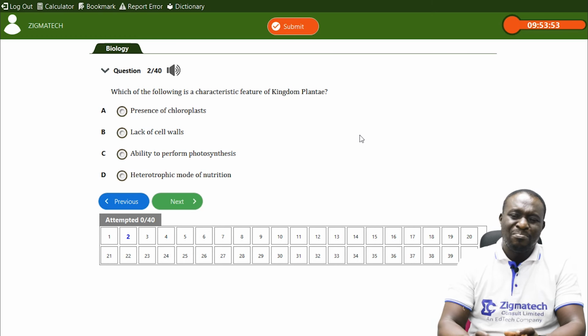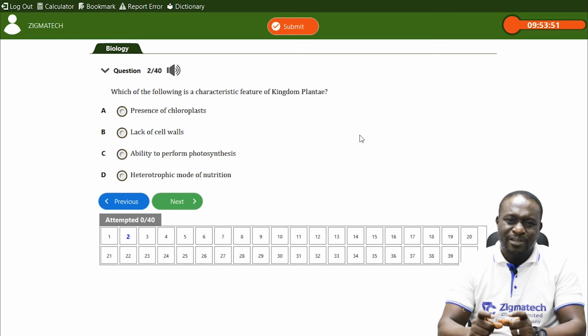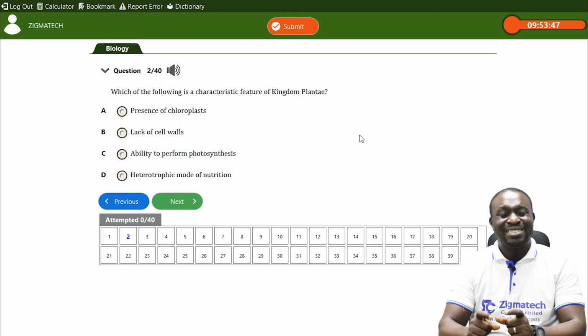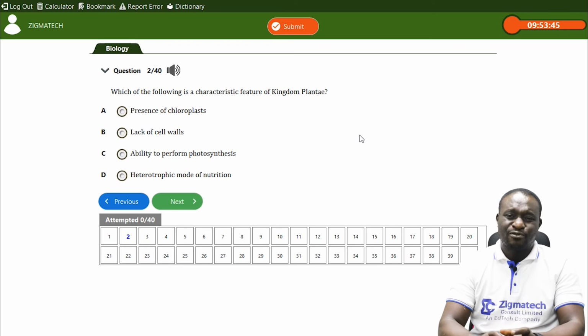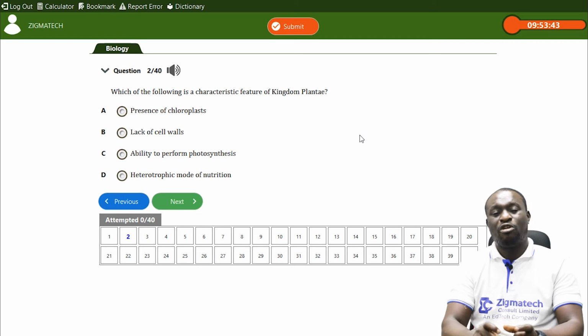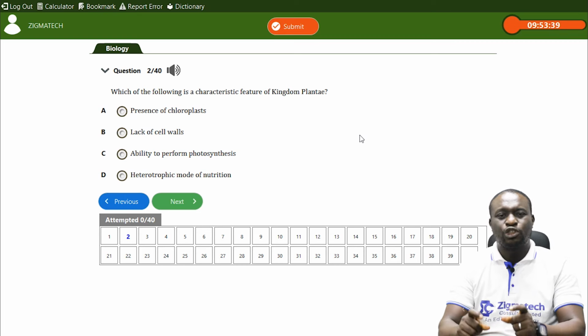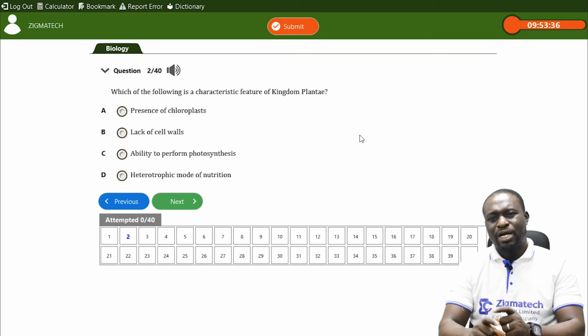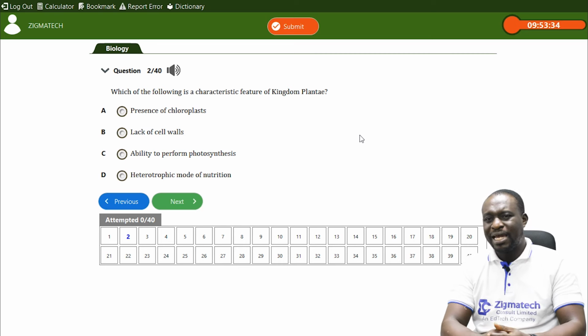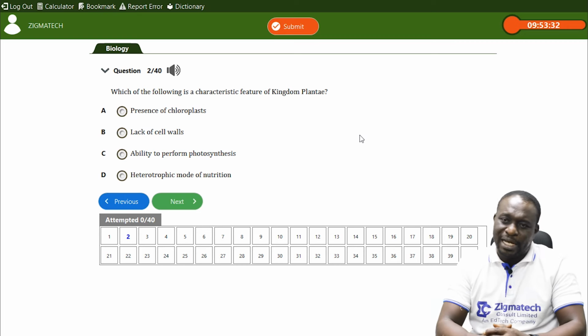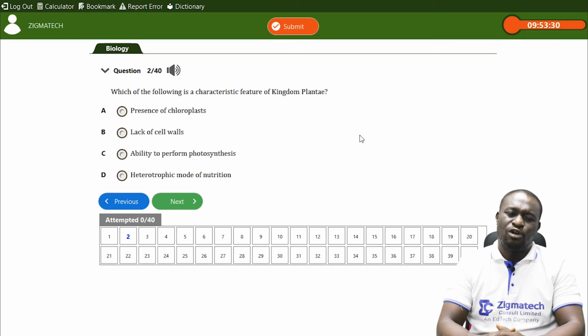So one of the basic characteristic features of kingdom Plantae, apart from having cell walls or carrying out the process of photosynthesis, is the presence of what? Chloroplast. Now look at the options that were given. Option A says presence of chloroplast. Option B says lack of cell walls.